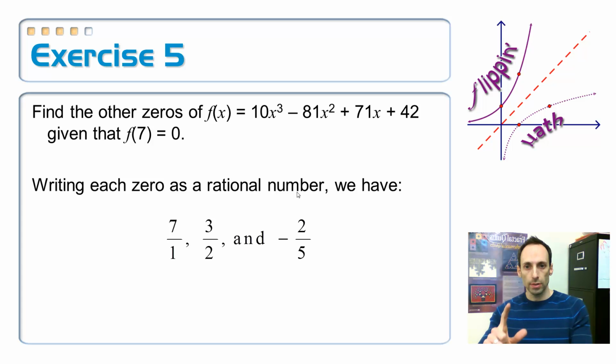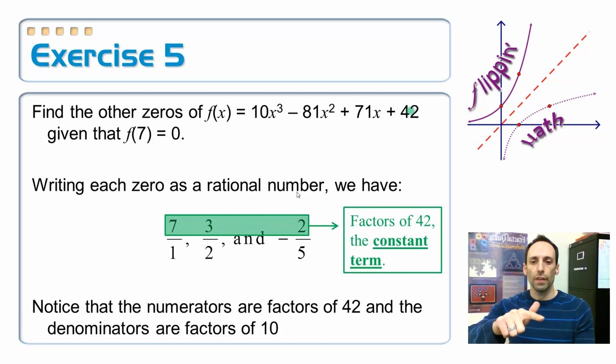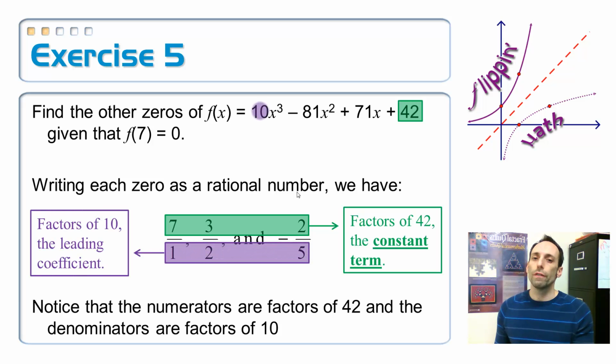Okay, now here's something else. Take a look at all of the numerators. I've got a 7, I've got a 3, and I've got a 2. All of those things are factors of 42, which is the constant term. If you multiply 7 times 3 times 2, you get 42. Now look at all of the denominators, the numbers on the bottom. I've got a 1 and a 2 and a 5. Those are all factors of 10, the leading coefficient. And if I multiply 1 times 2 times 5, of course I get 10.